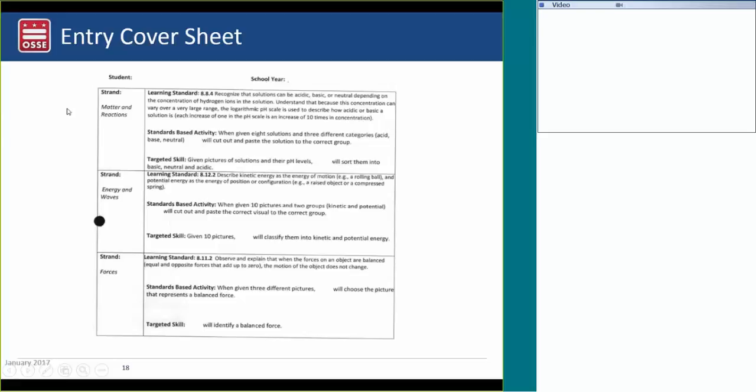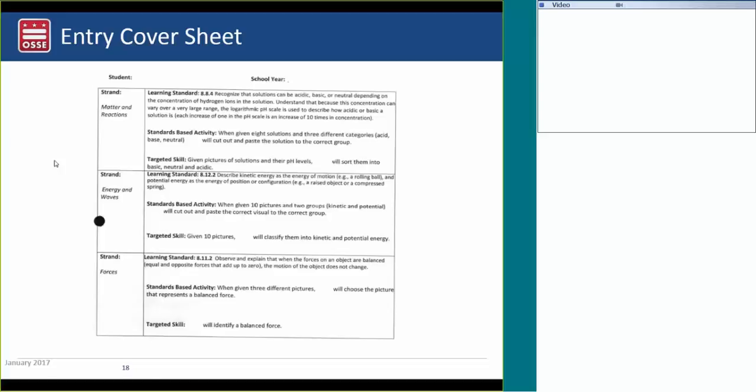Here is an example of this same shortened example that I gave you on the previous slide in an entire page. Okay, and what I really want to point out to you is that for the learning standard, you have the alpha code and the standard itself in all three positions, one for matter and reactions, one for energy and waves, and one for forces. Okay, so you can see there's a different standards-based activity for each strand, and a different targeted skill for each strand. This is perfectly adequate.